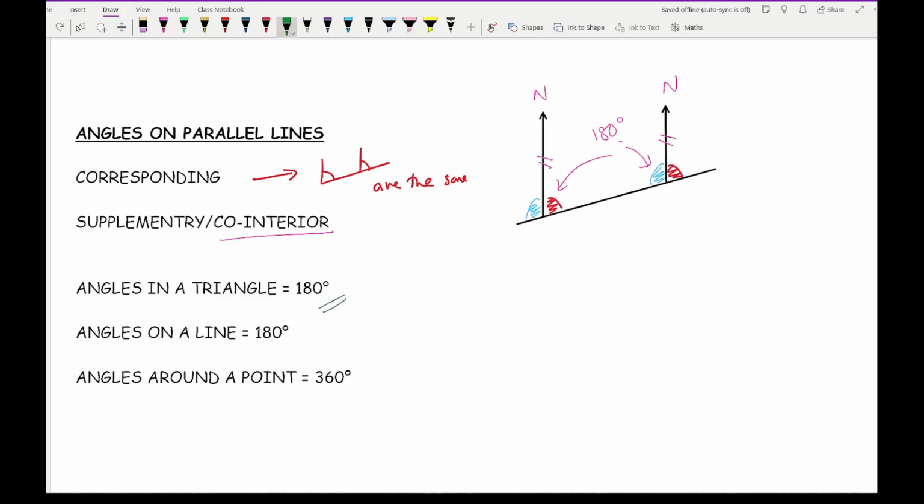Also, some other angle facts you need to be aware of are that angles in a triangle add up to 180, angles on a line add up to 180, and angles around a point add up to 360. And once you know each of those particular areas and the key concepts, then you're good to go when it comes to analysing a bearings and trig question.